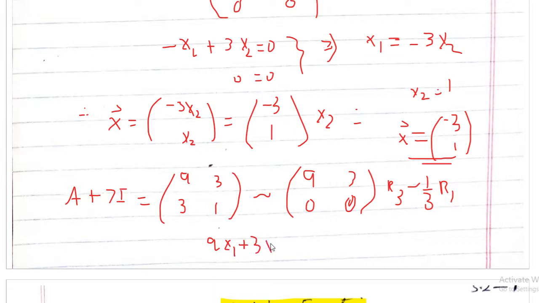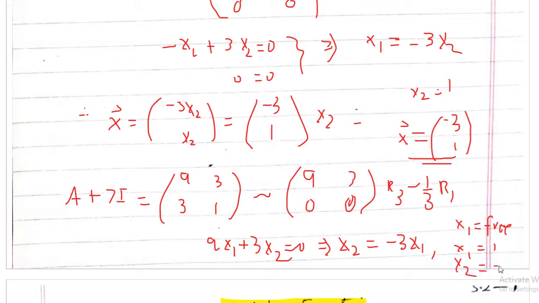So from here you can get x2 equal to minus 3x1, because I can bring 9x1 over there and divide. So now x1 is free, so you can take any value for x1. It's your choice. You can take x1 equal to 1, and then x2 becomes minus 3.